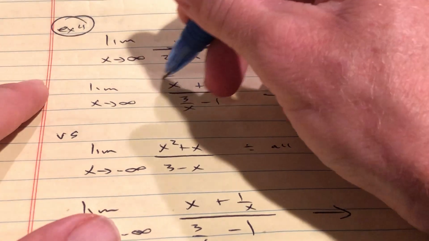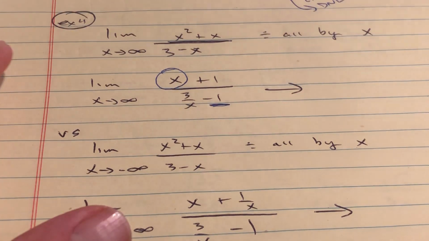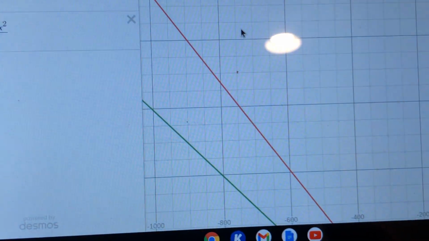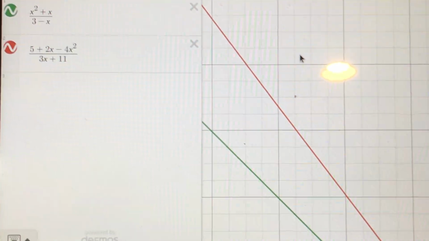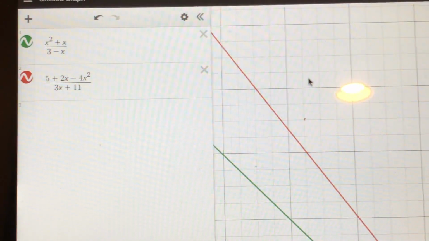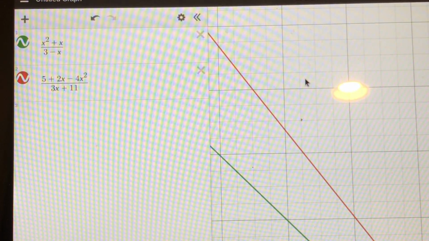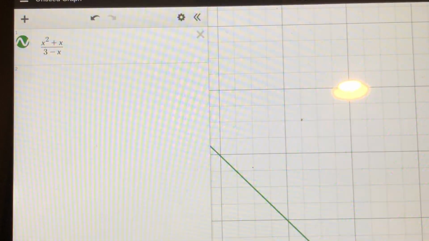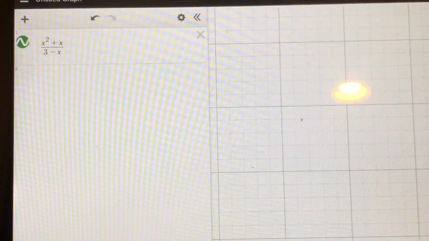ooh, look at this. So what's going to happen? I, again, am using the graph here. We had x squared plus x over 3 minus x, and I want to show you graphically. As x goes to infinity, first off, Desmos is great, because the limit you can always evaluate using a graph as well. So the one in green here, in fact, I'm going to get rid of the one in red now.